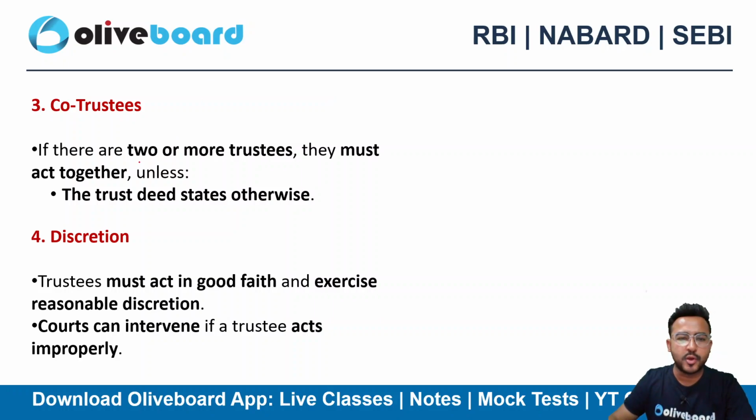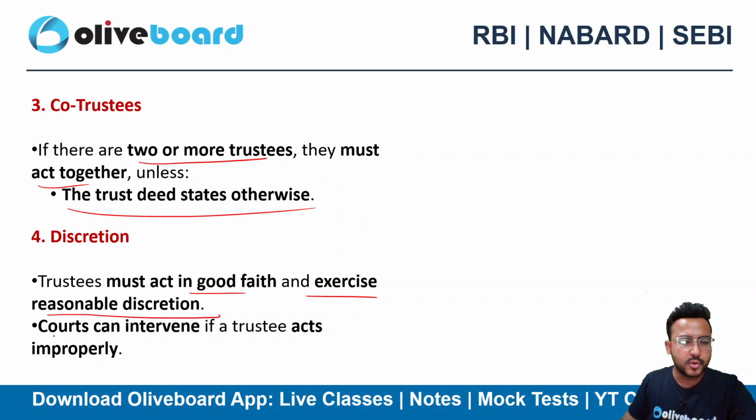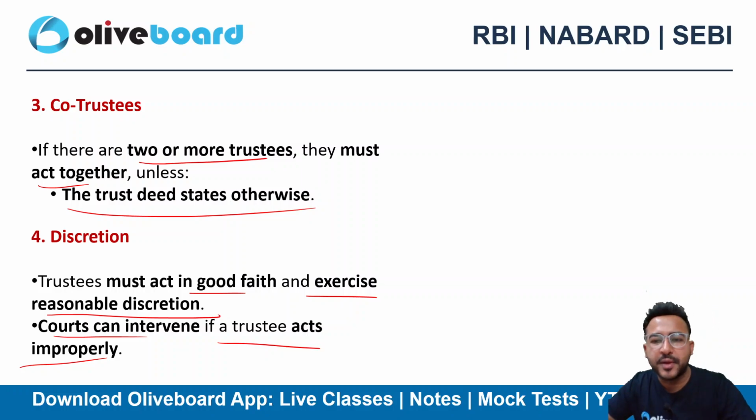Co-trustee, if there are 2 or more trustees, they must act together unless the trust deed states otherwise. So if there is more than 1 trustee, then they need to act together. दोनों का ओपिनियन सेम लेवल पे जाना चाहिए, कंसेंसस होना चाहिए, राइट? There should be consensus. Now trustee must act in good faith and exercise reasonable discretion. Court can intervene definitely in the trust if the trustee is acting improperly.